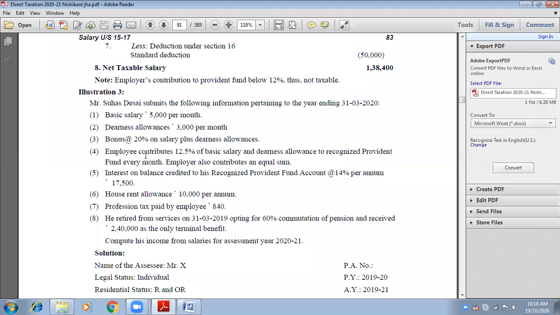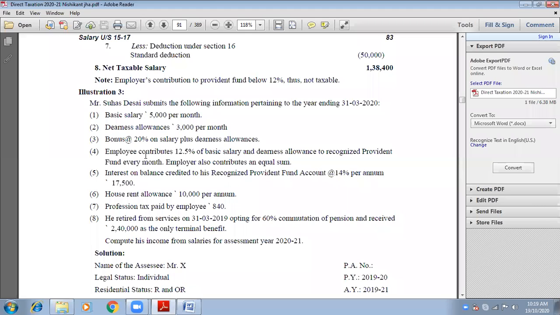Employer also contributes an equal sum. That means 12.5 percentage, employer is also contributing for employee. Now that becomes income. Yes. Now I already told you. If you remember the table, it was written there, the recognized provident fund, if employer is contributing, only 12 percentage is exempted.